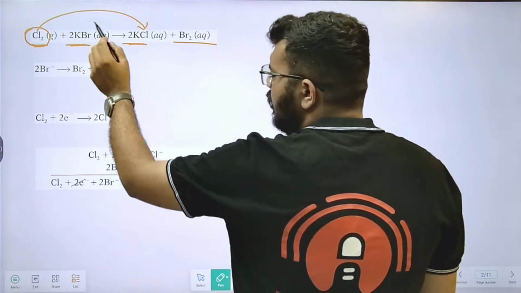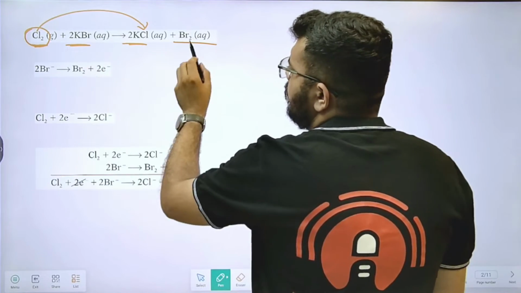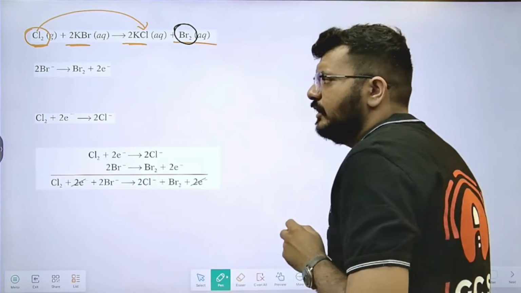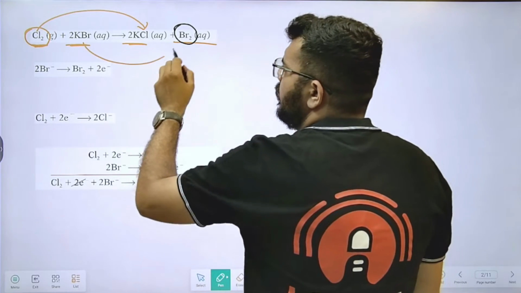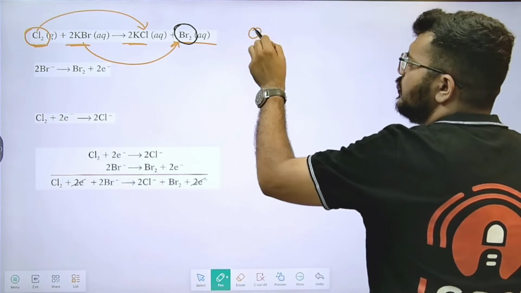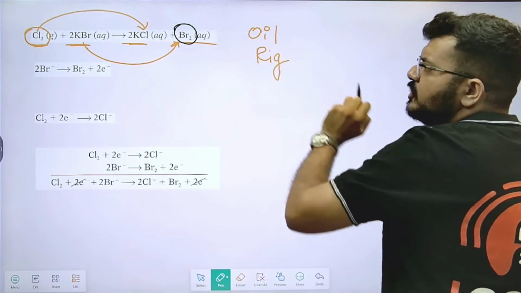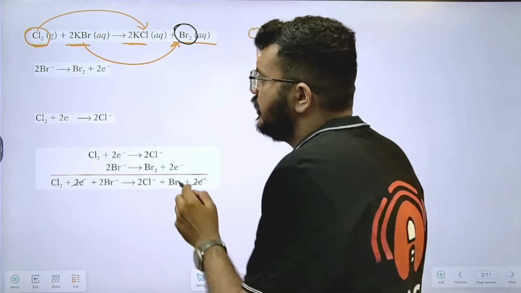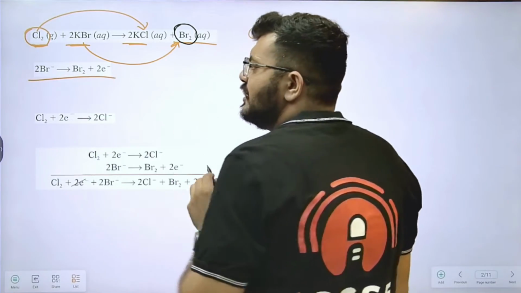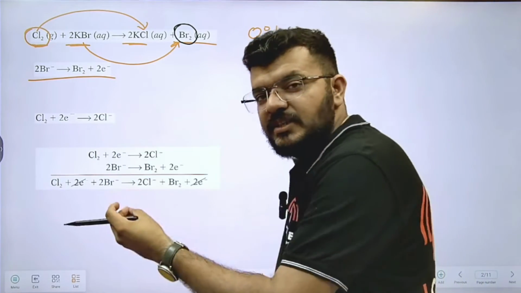Now if you look here, the bromide ion becomes bromine gas, so something is happening to bromine as well. If I just remember OIL RIG, oxidation is loss of electrons. Who is losing electrons? Bromide. Bromine, as I said previously, non-metal ions can get reduced.